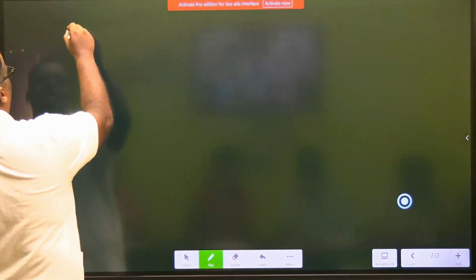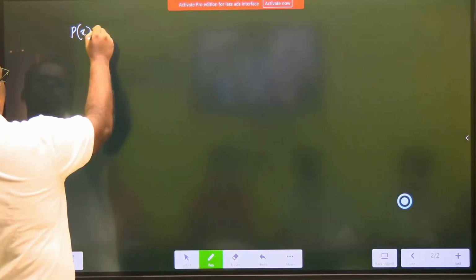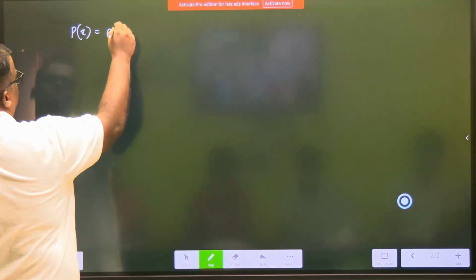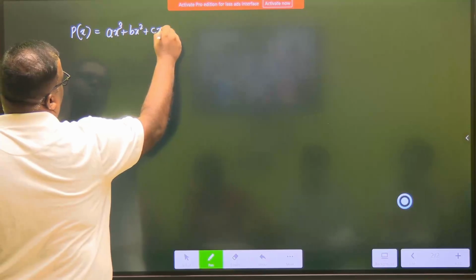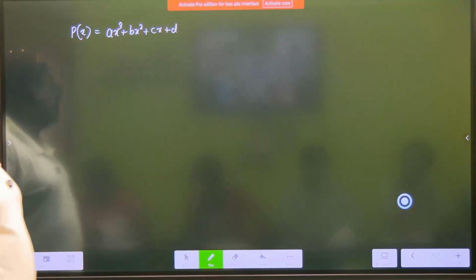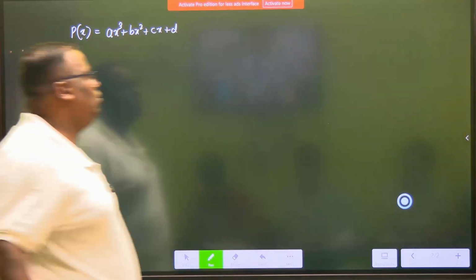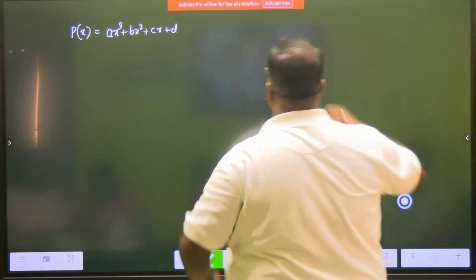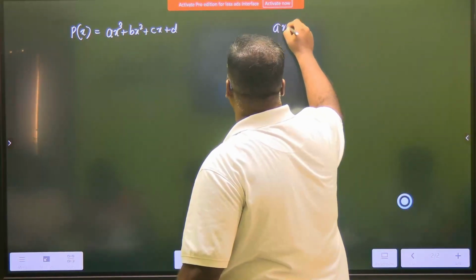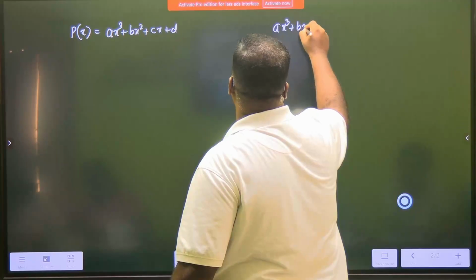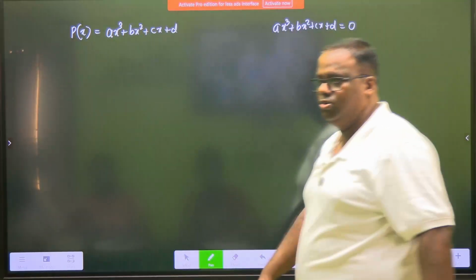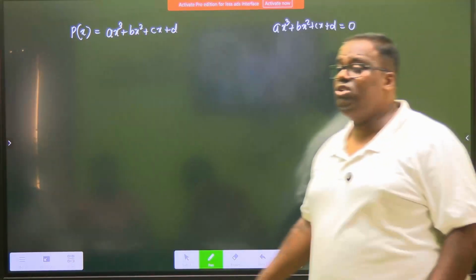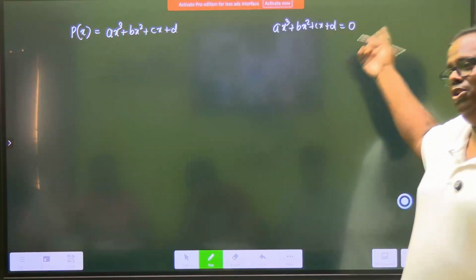Now let's understand one more thing. Suppose I have a polynomial, and let's go by the tough way. Say my polynomial is ax cube plus bx square plus cx plus d. This is my polynomial, right? And the polynomial is now equated to 0. So what does it become? It becomes an equation. I am equating this polynomial to 0. That means I am trying to find those values of x at which this polynomial will be 0.